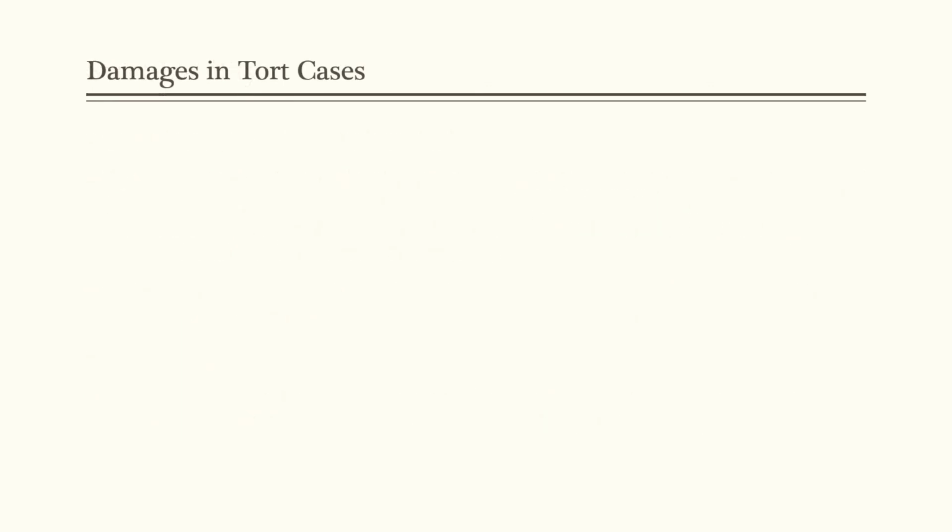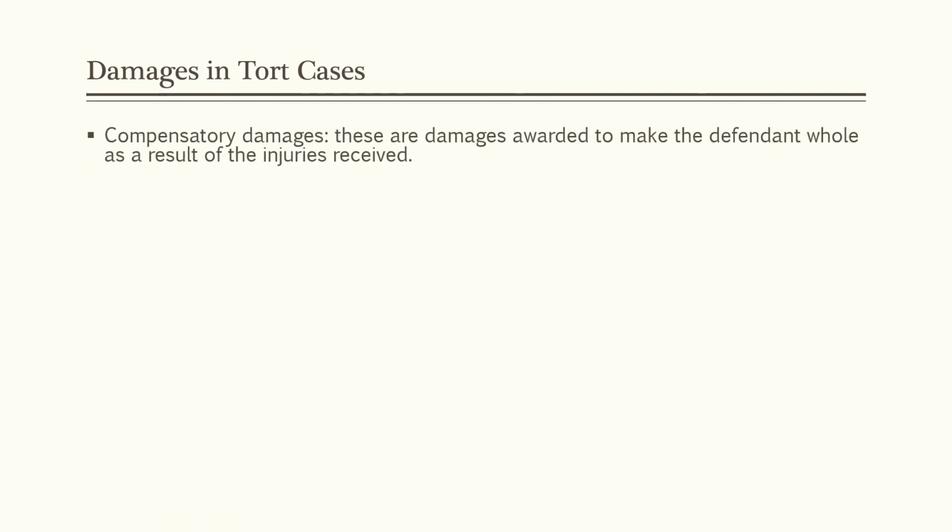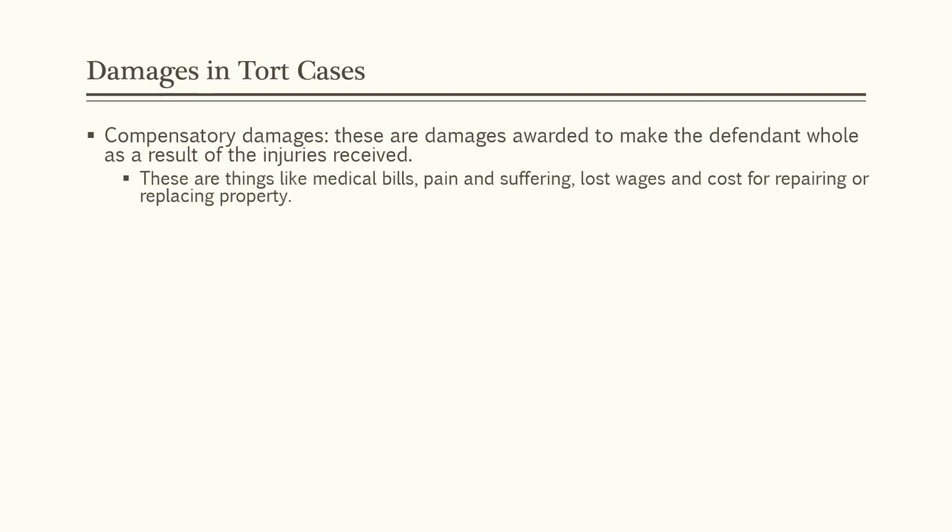The last thing we're going to talk about is damages in tort cases. The first type of damages that the plaintiff can recover are compensatory damages. These are damages awarded to make the plaintiff whole as a result of the injuries that they receive. These are things like medical bills, pain and suffering, lost wages, and cost of repairing or replacing property.